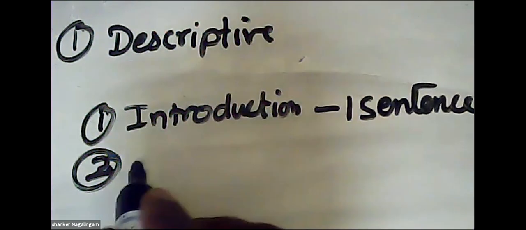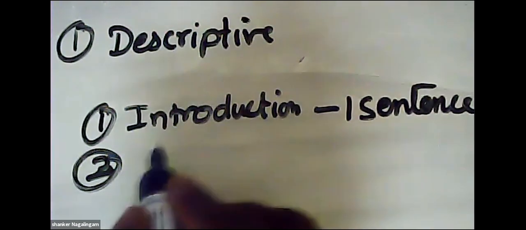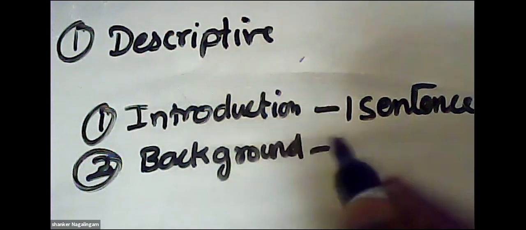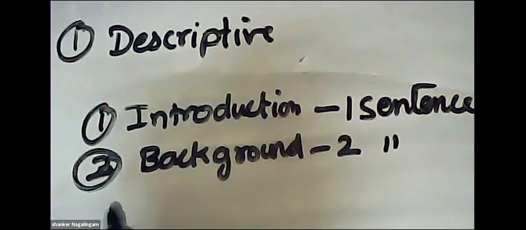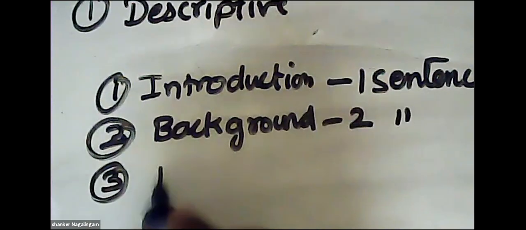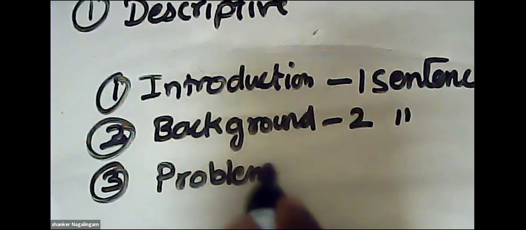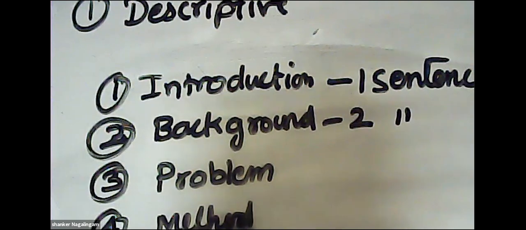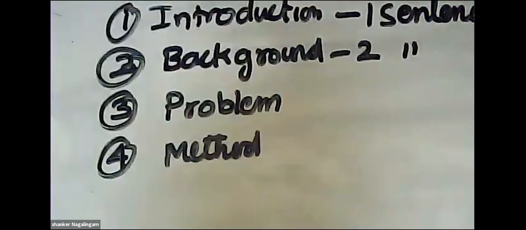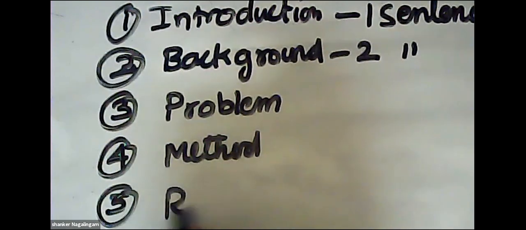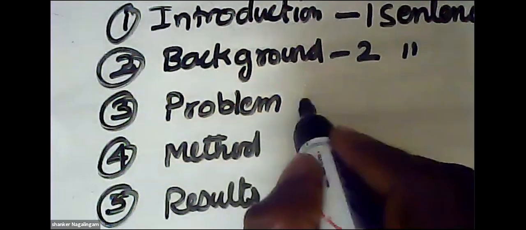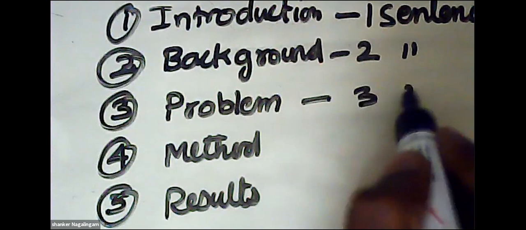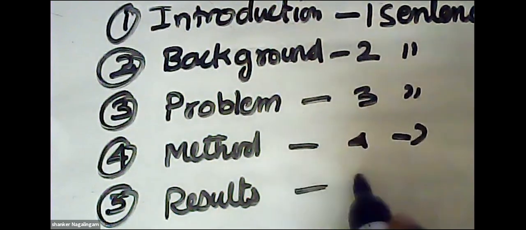When you talk about the second sentence, it should talk about the background. And third, it will talk about your problem. Then fourth will be your methodology. And the fifth will talk about your results. So this is your third sentence, this is your fourth sentence, and this is your fifth sentence.